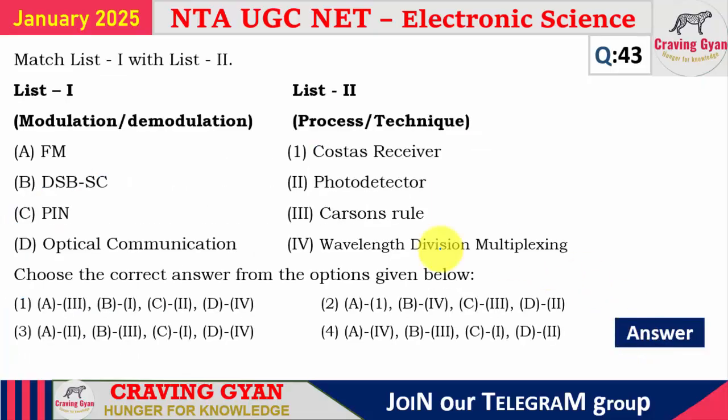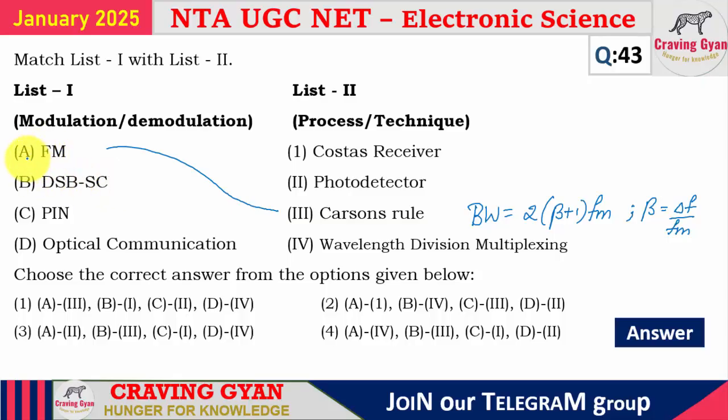43rd question, in the case of frequency modulation, you will have a bandwidth based on Carson's rule, which is given by what? 2 into (beta plus 1) times fm. What is the value of beta? Delta f divided by fm. Important. In the case of DSBSC, so here for A it is 3. You got the answer.